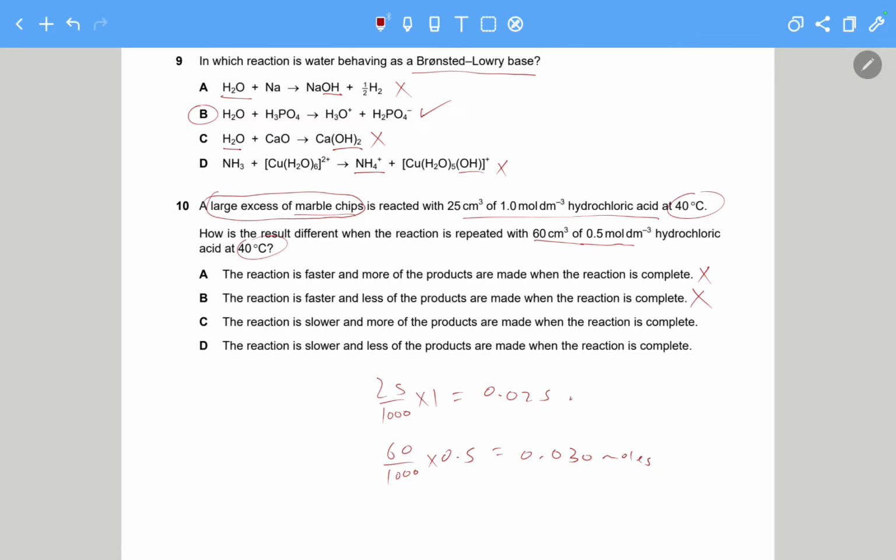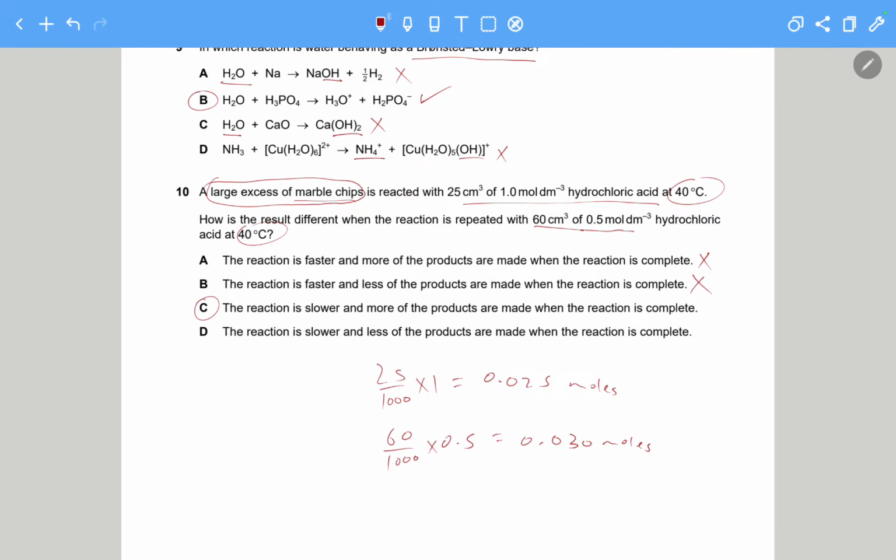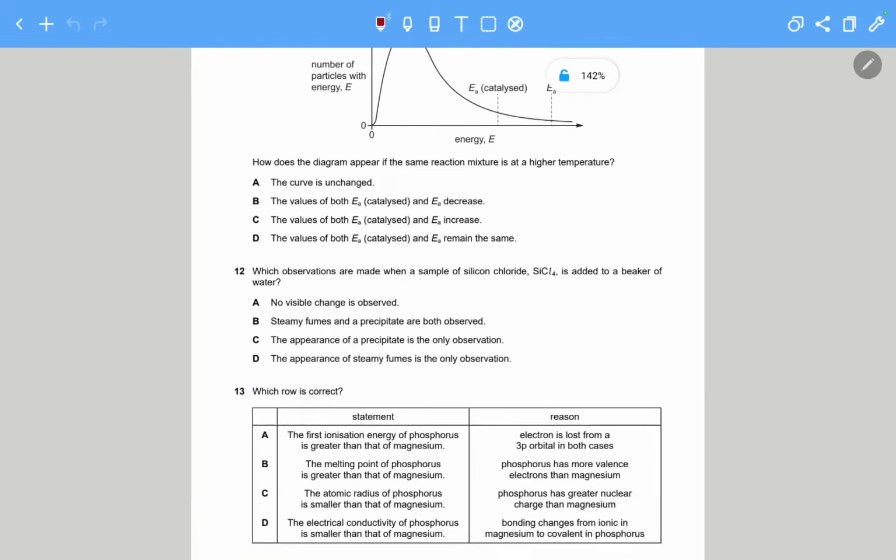So the amount of HCl is larger. Marble chips are in excess. So if more HCl is being used, more products will form, and therefore option C has to be the correct answer. Then we move on to question 11.